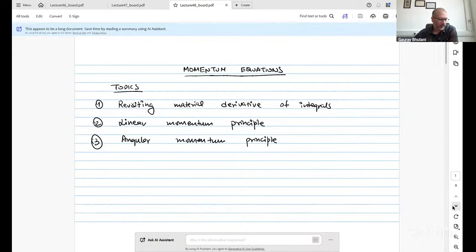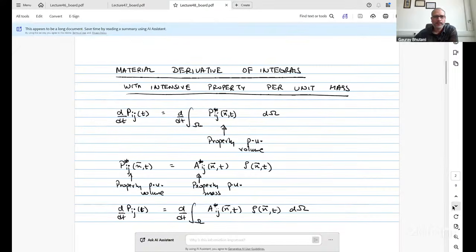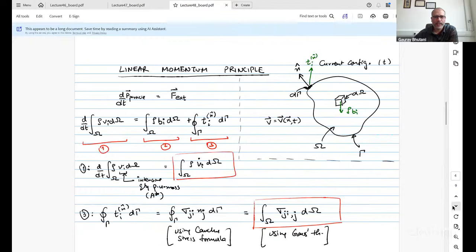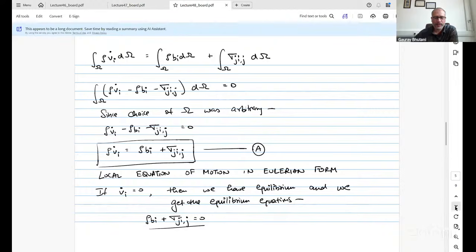In the next lecture, we talked about the momentum equation, where we discussed the expression for the material derivative of an intensive property written per unit mass. Then we used that to write the linear momentum principle, which is basically that the net external force acting on a collection of particles is the time rate of change of the overall momenta of the system. I'll quickly browse through it because nobody had questions on this.